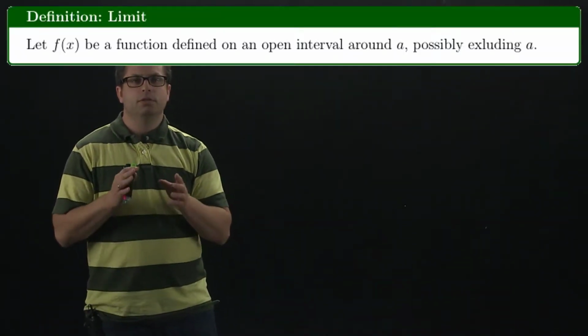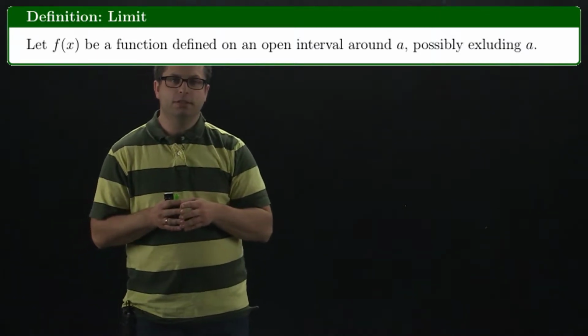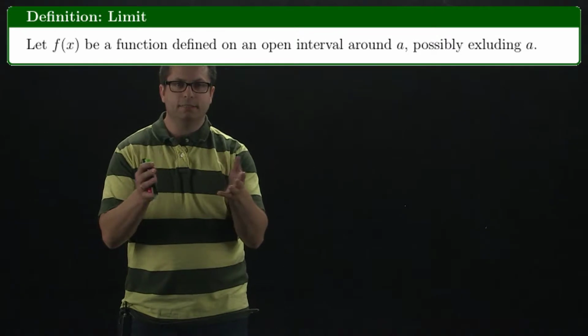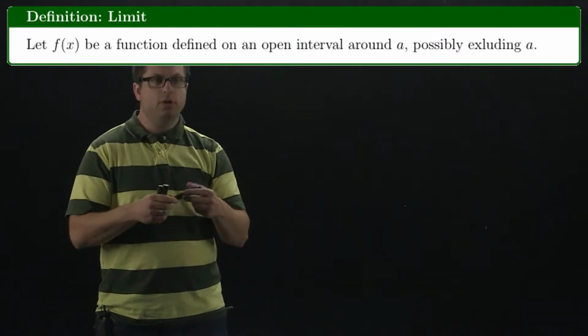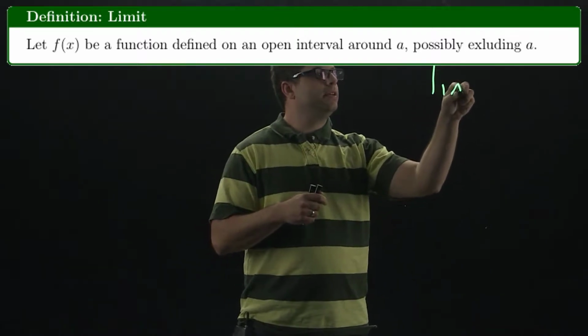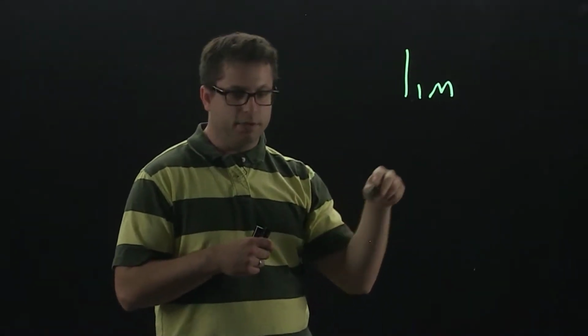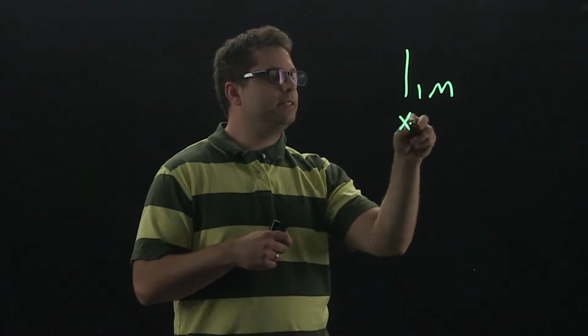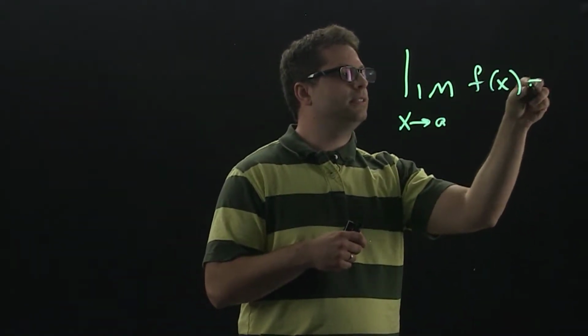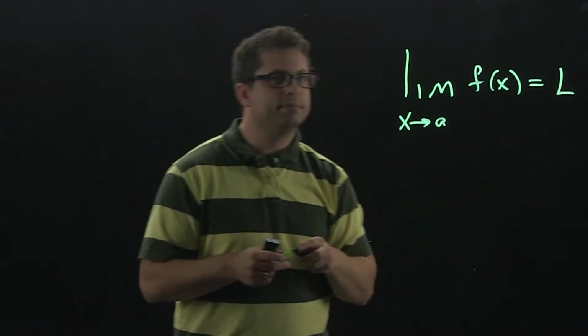Let's go ahead and start with the definition of a limit. We're going to let f of x be a function defined on an open interval around a, except possibly at a. And the notation is going to look like this. We have lim, standing for limit, x arrow a, f of x equals L.